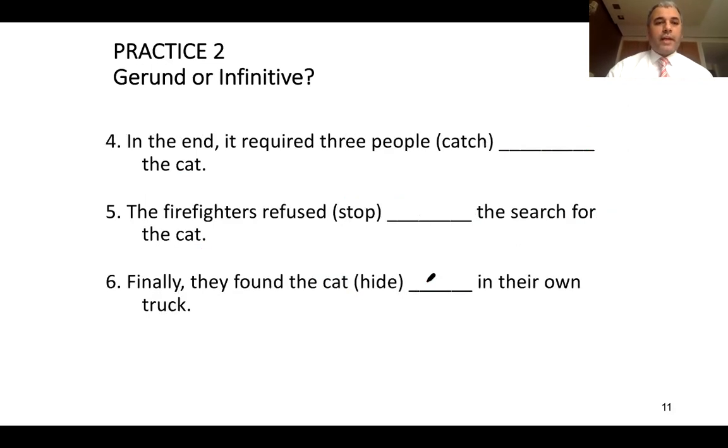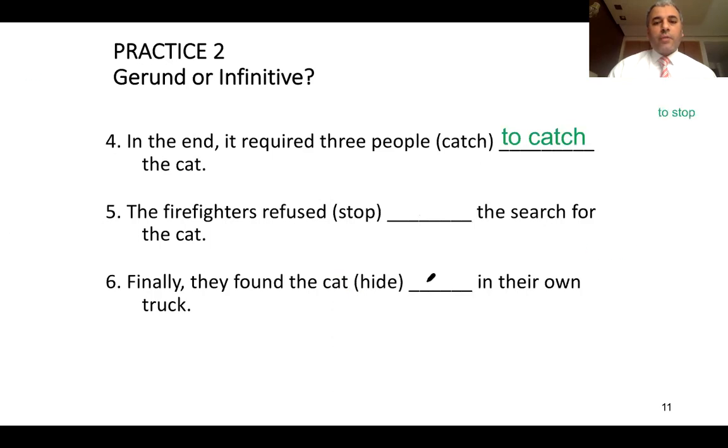Let's move on. Next part, okay, of another practice for you. Either you use a gerund or an infinitive. Now, again, you also do the same thing. Please pause the video, do the answers, and then come back to have an idea about the correct answers. Let's suppose you have done it, and hopefully you have done it. These are the answers.